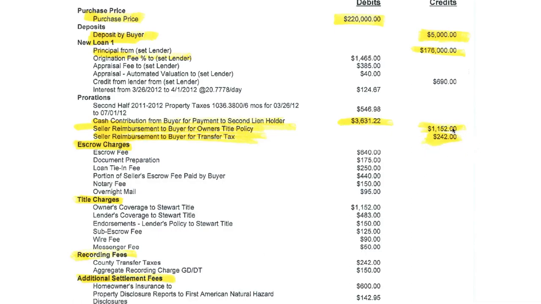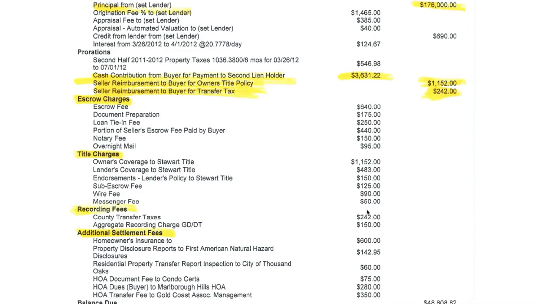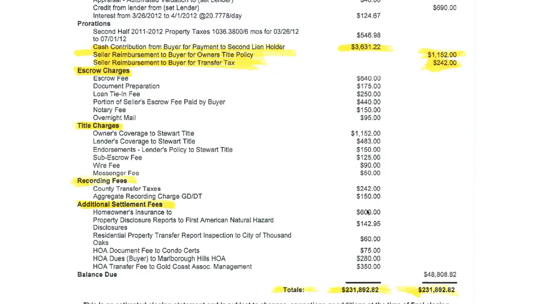So this is very common, and it'll show on your contract whether or not the seller's paying for these items, but in most cases they are. So in any case, we have escrow fees here, and then we have title insurance fees here. It should be pointed out that the lender's coverage in this instance of $483 is the title insurance policy that the buyer pays for. And then the $11.52 is, again, what the seller covers. We've got some recording fees down below, and then we have some other settlement charges.